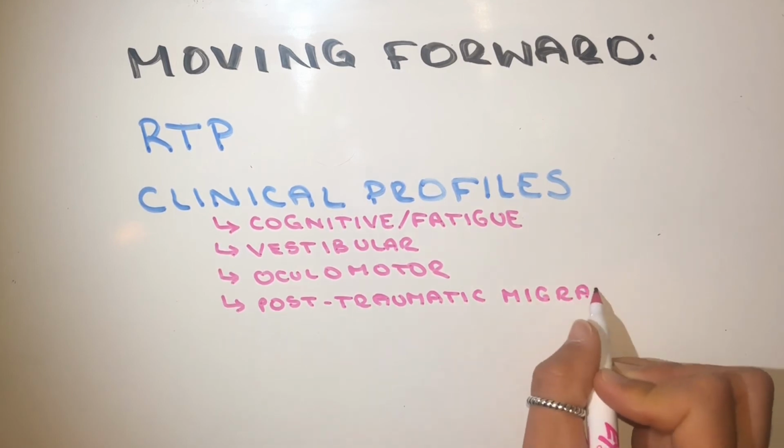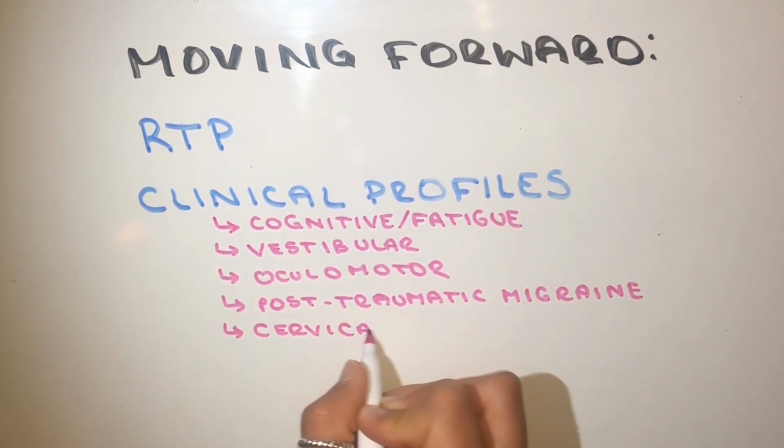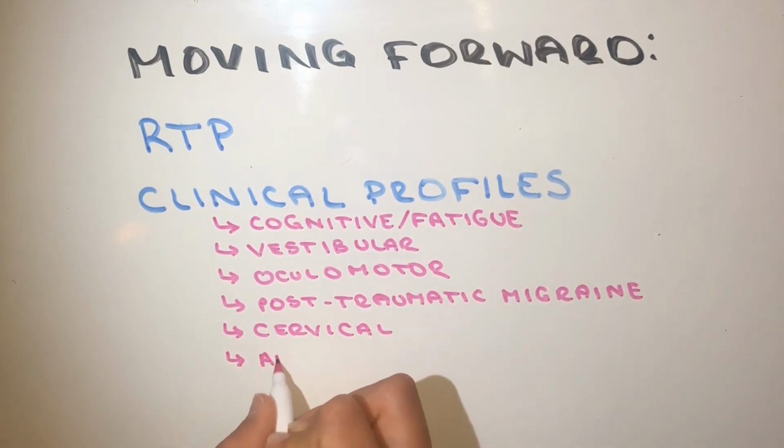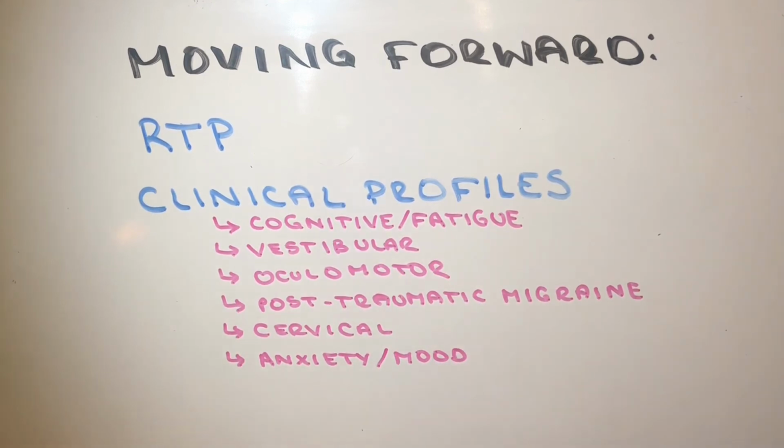Cervical mechanism of injury affects extracranial region, including neck and or spinal cord. And finally, anxiety or mood. The patient has a hard time turning thought off and suffers from excessive worrying or concern.